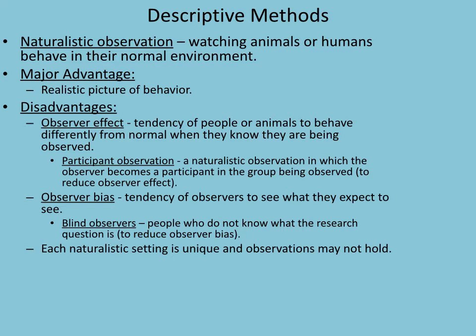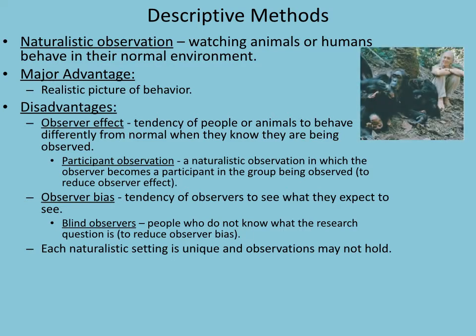Now, blind observers are people who do not know what the research question is. They have no idea why we're there. They go out and try to observe, but they have no idea what we're focusing on. And you have to keep in mind, when you do naturalistic observations, each one is a little bit different and unique, so it's very difficult to replicate.